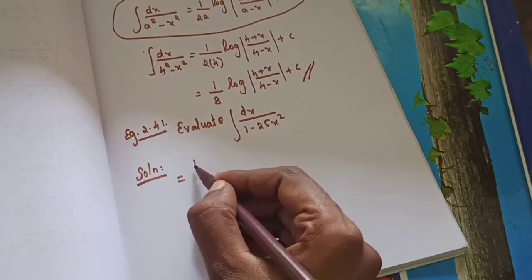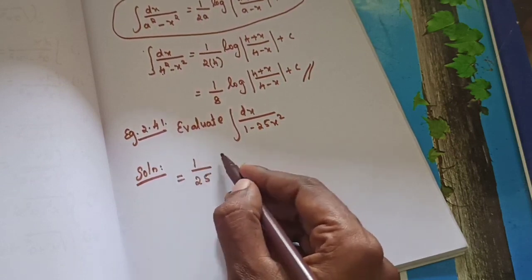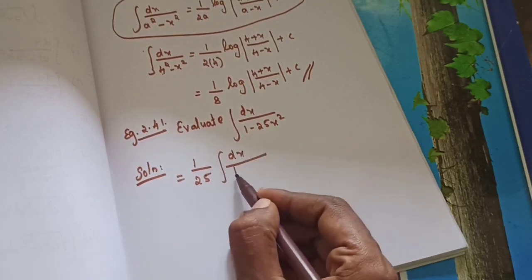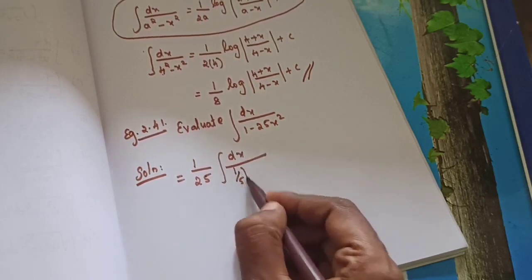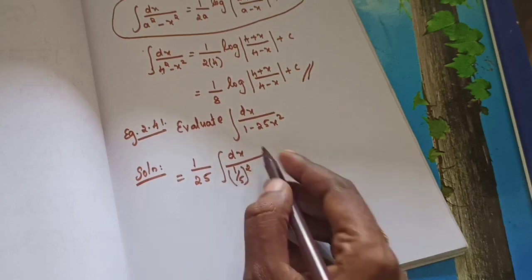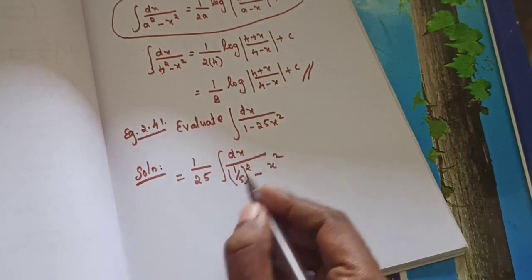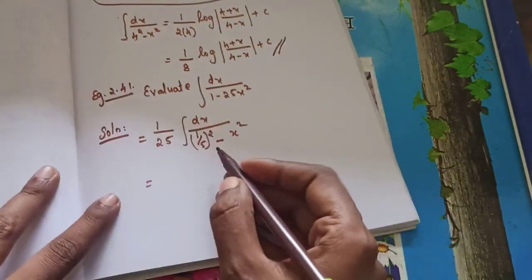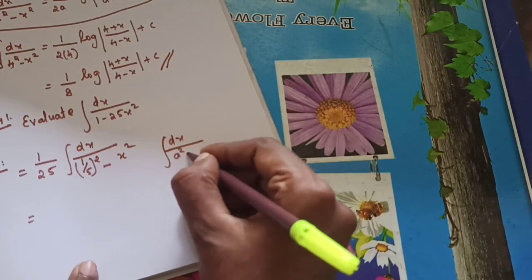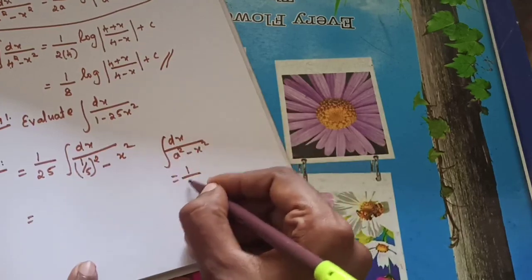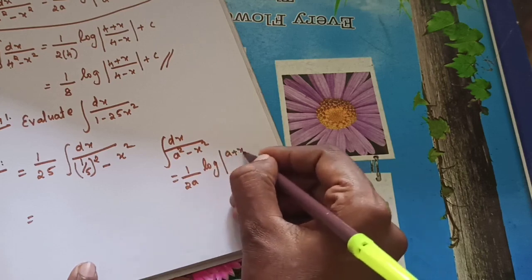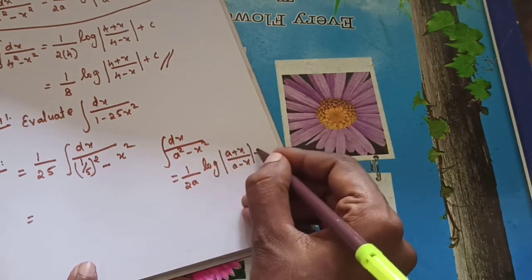So I am going to take 25 outside. So what will happen here? dx divided by 25 outside, is it right? So 1 by 5 the whole square inside. Already I took 25 outside, here it is no 25, so minus x square, correct? That's equal to, now it is in the form of integral of dx divided by a square minus x square. What's the formula? 1 by 2a into log of modulus of a plus x divided by a minus x plus c.